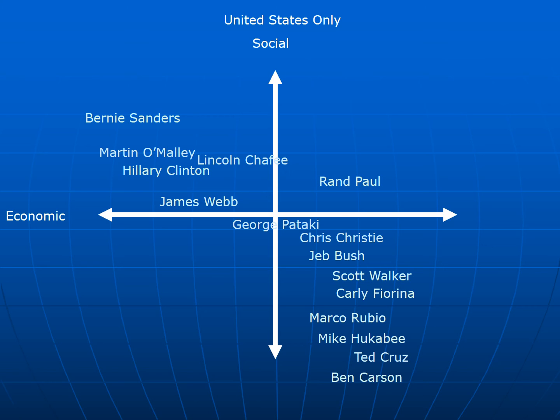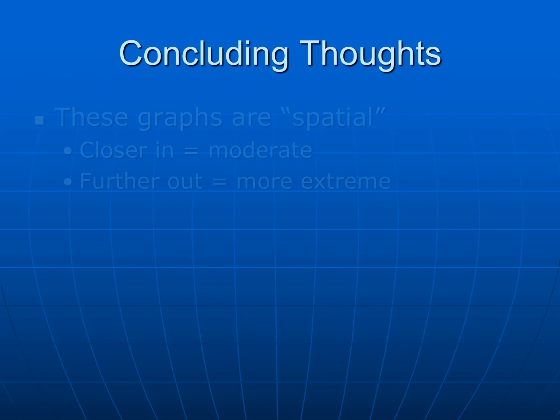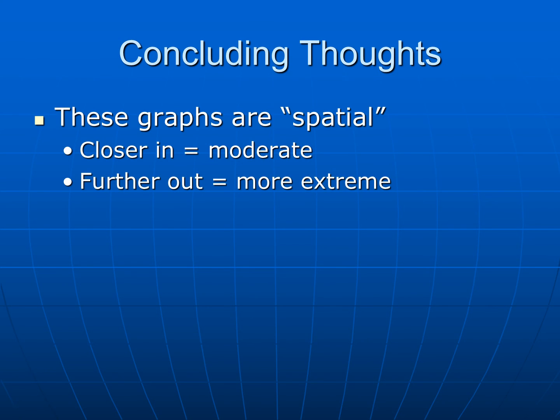Now, what about Rand Paul? Rand Paul is the closest to a true libertarian. Now, in this scale, the libertarian is in the upper right-hand corner. And don't worry about this scale. I just wanted to give you a little bit of context here.